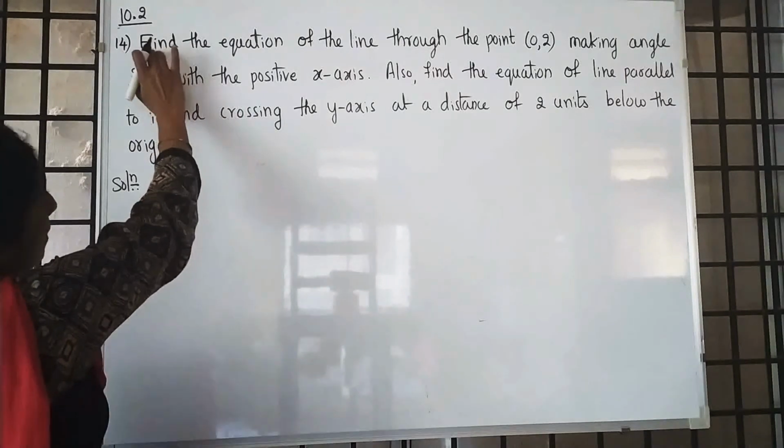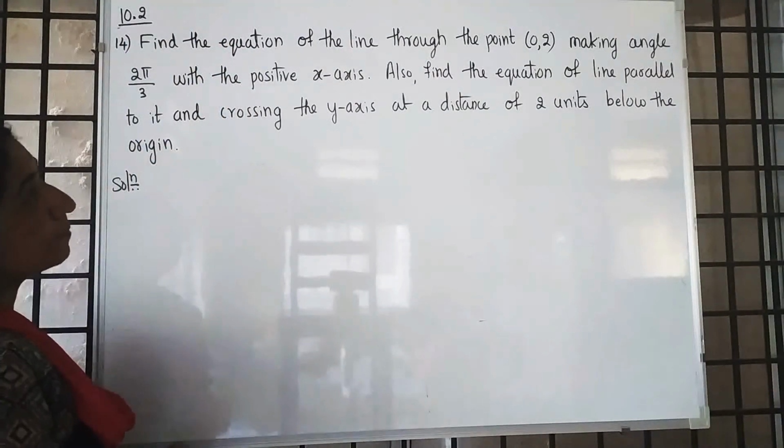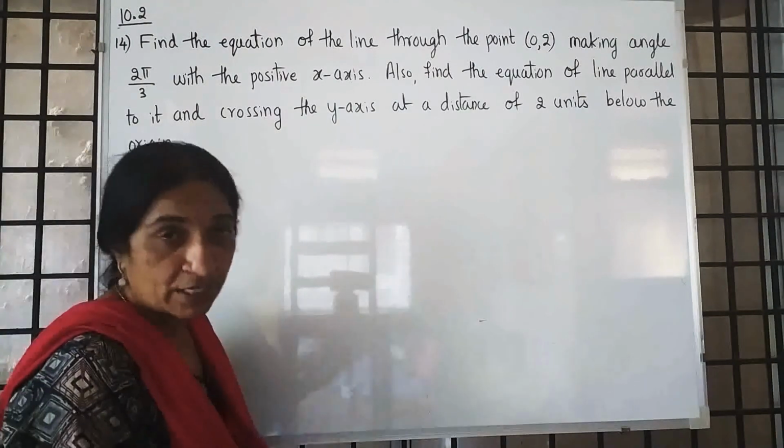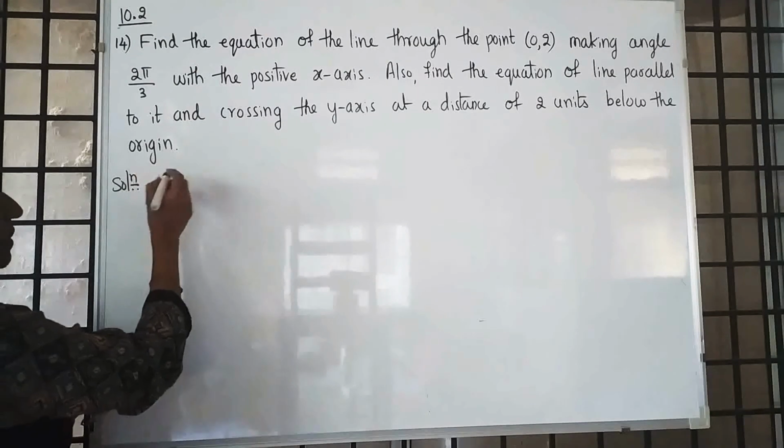See, first read the question, first half. Find the equation of the line passing through the point. One point is given, making an angle 2 pi by 3. That means slope is given.